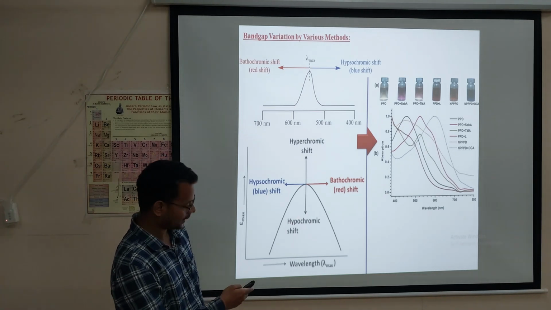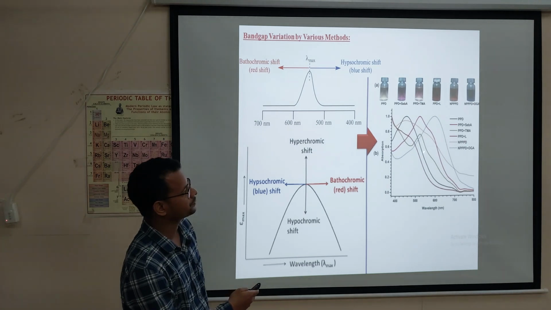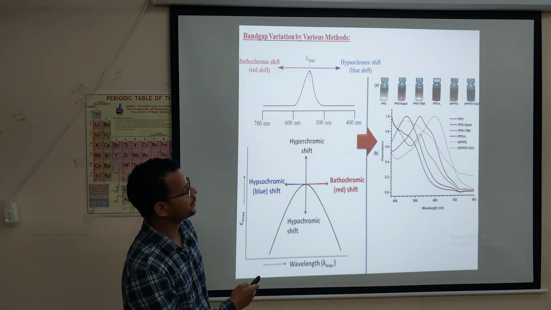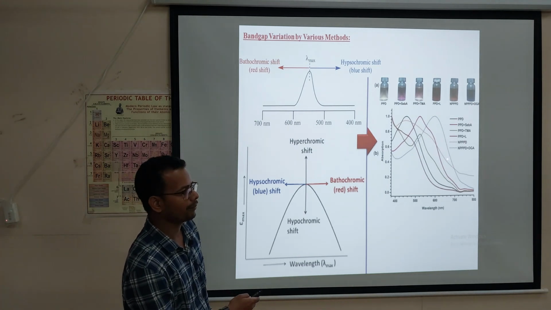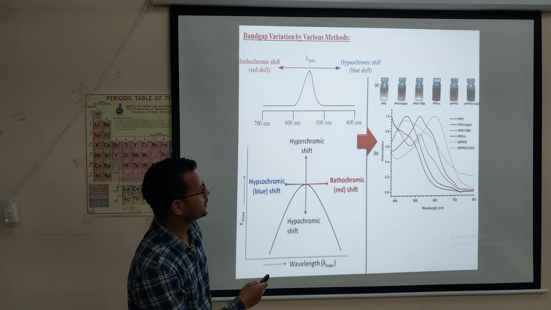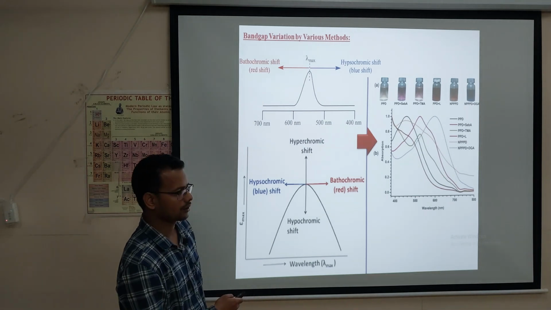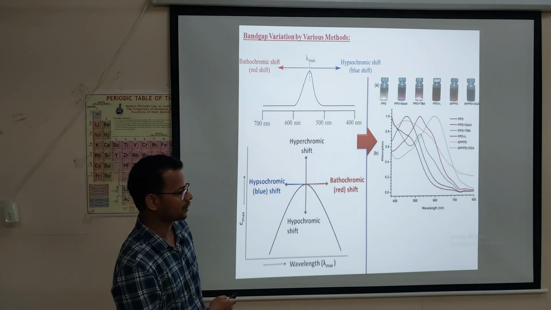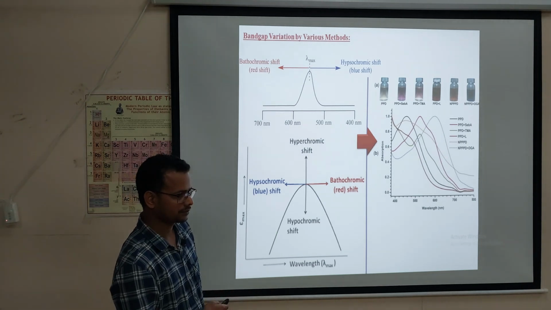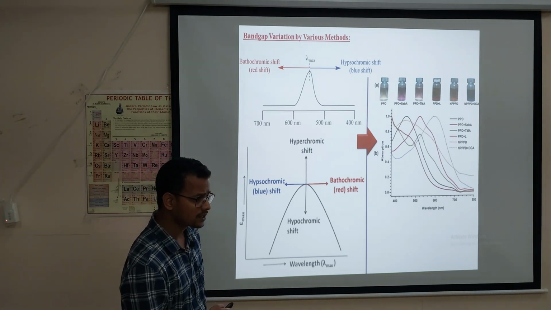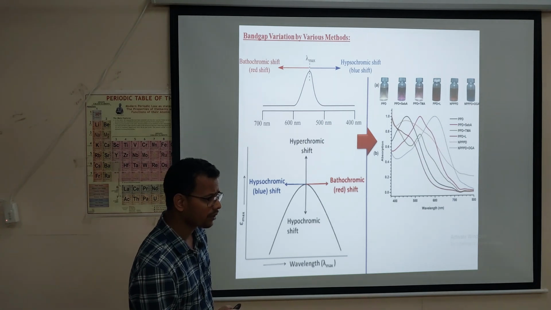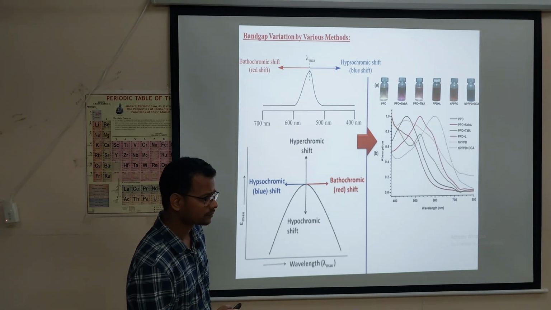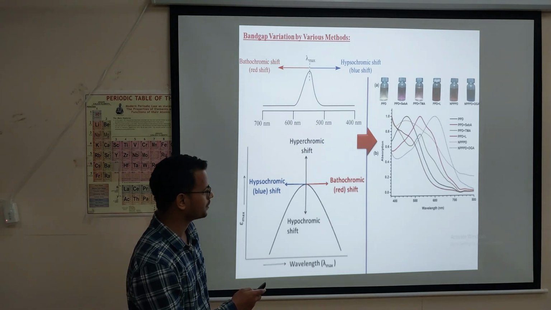Okay, and here I have given an example. It is the black one, PPO. After adding some materials to PPO, the peak moves in the right direction. That means a bathochromic shift, or red shift. I am explaining that one.